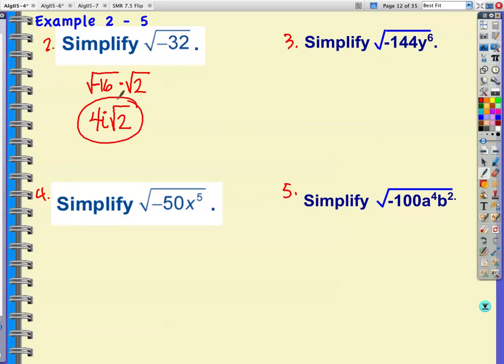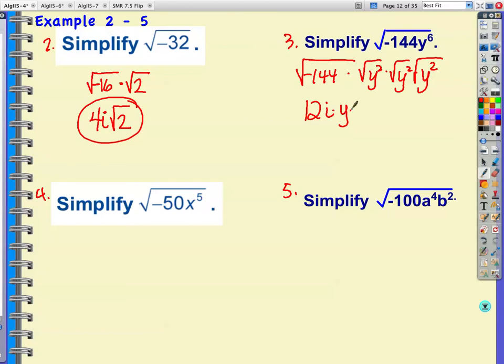Okay, square root of -144 y to the 6th. So I'm going to do this part, and then this y to the 6th, I'm going to do the work the long way here. So I've got y squared, y squared, y squared, 2, 4, 6. Square root of 144 is 12, the negative comes out as an i, so this is 12i. Square root of y squared is y. Square root of y squared is y. Square root of y squared is y. 12i y to the 3rd.